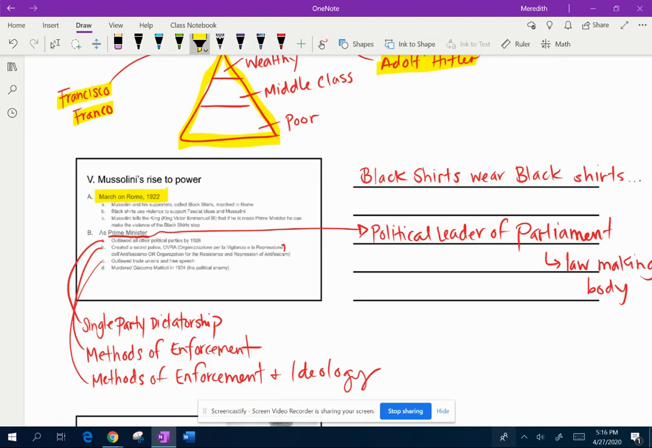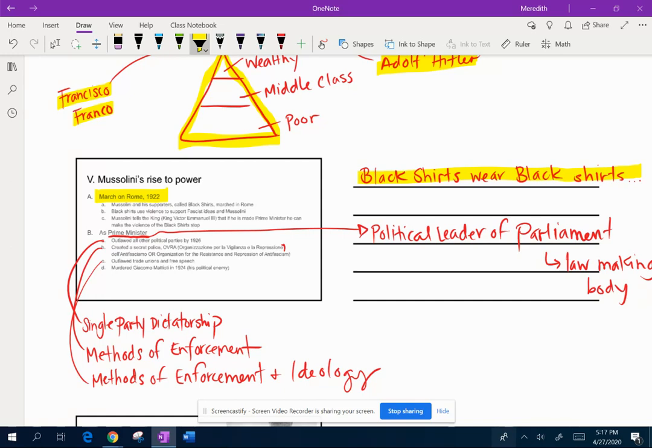In 1922, Benito Mussolini and his supporters, called the Black Shirts, march on Rome. I want you to be very aware that the Black Shirts are called Black Shirts because they wear black shirts. We're going to see that color is very important, just like in communism, where we start associating communism and Russia with the color red. When we get to Germany and fascism in Germany, they're going to be brown.